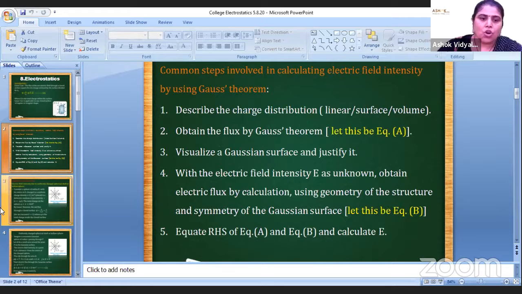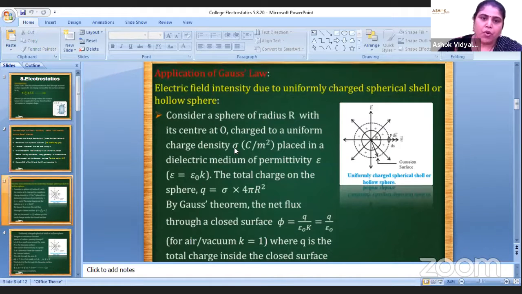In application of the Gauss law, first we are going to see the electric field intensity due to a uniformly charged spherical surface, which is also called as the hollow sphere. Now in this case, first of all, you have to concentrate on this diagram. If you understand this concept, then easily you can find out the electric intensity. Okay, this is the surface. Here I show the inner surface, that is the inner sphere, where the radius is r.